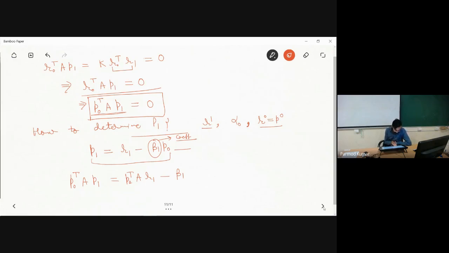So this will become P naught T A P1 equal to P naught T A R1 minus beta 1 P naught T A into P naught. And because this left hand side is nothing but equal to 0, which we have already proven, I can simply write it equal to 0. So from here, I am getting my value of beta 1 as nothing but P naught T A R1 divided by P naught T A P naught.